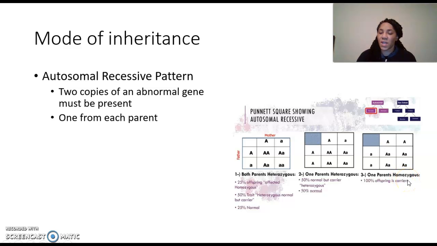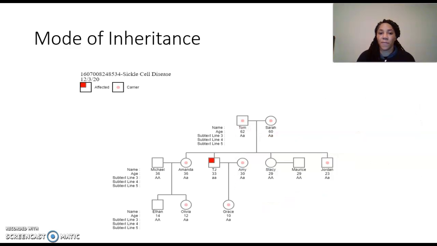So when we go to the next slide, it'll give you what a real world situation may look like. So you have Tom and Sarah. They had 4 kids. Tom and Sarah are both carriers of the disease. As we went over in the Punnett Square, there's a 25% chance that they will have a child that's affected, a 25% chance the child could be normal, and a 50% chance that the child could be a carrier.